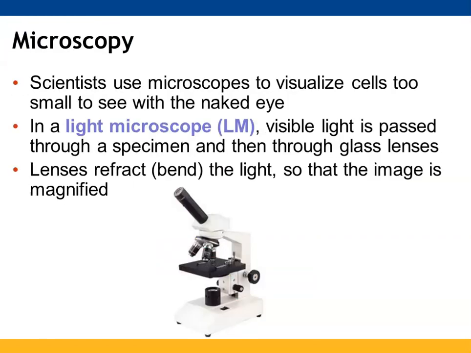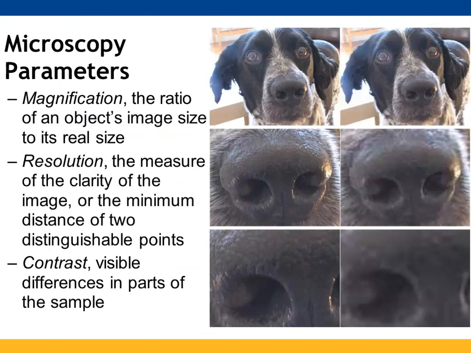So light microscopes allow visible light to move through your specimen and then into the glass lens. The lenses are able to bend the light, which is able to enhance the image in terms of its magnification. So magnification is comparing the object's actual size to the size that we see through the microscope as opposed to its real size. Resolution is dealing with the clarity.